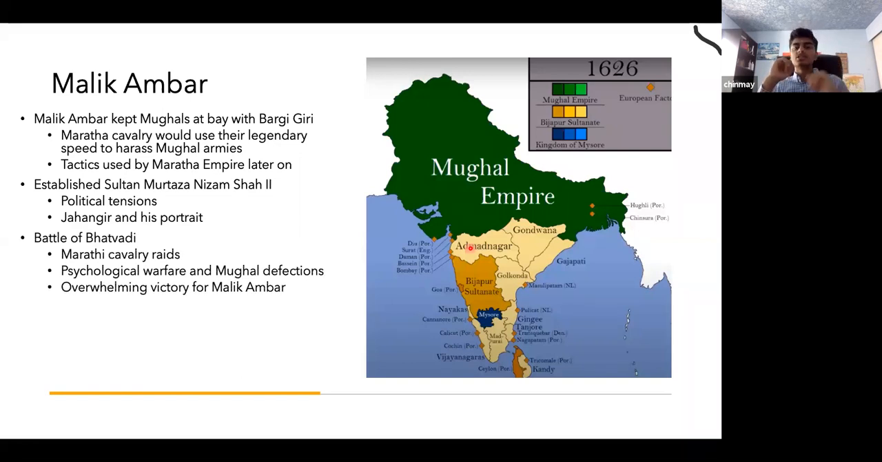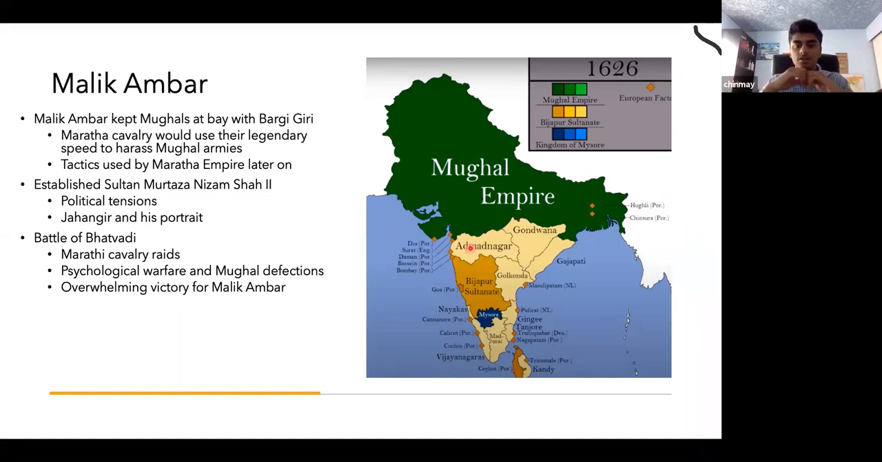Eventually, though, the Mughals scored a decisive victory against the Marathas. So, not the Marathas, the Maratha cavalry that Malik Ambar used. Because they figured out that the main tactic that Malik Ambar would use was using the strength and the speed of the Maratha cavalry to quickly attack the Mughals. So, what the Mughals did was they set a bait.